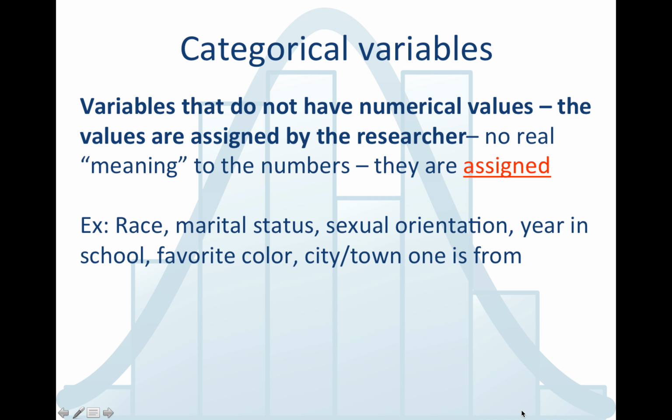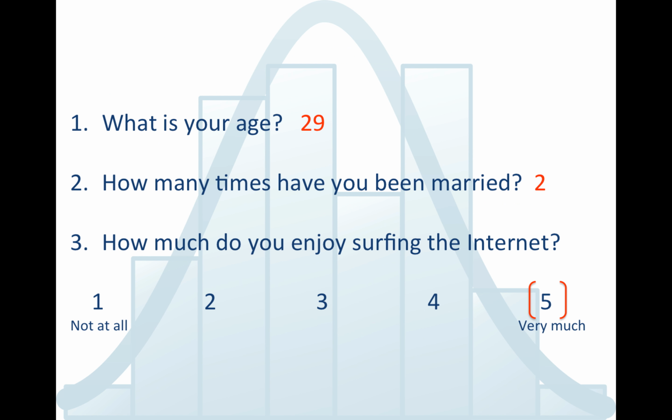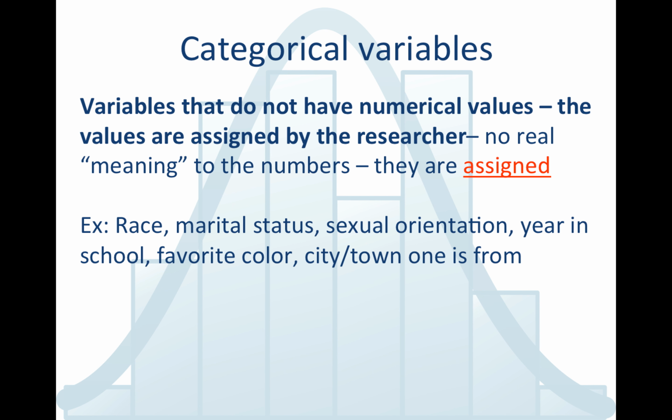So, that's continuous variables. And you have to remember, again, that they come to us in numeric form. So we don't want to change that. Categorical variables, on the other hand, are variables that have categories for answers, but the numbers that get assigned to them by the researcher don't have any meaning.